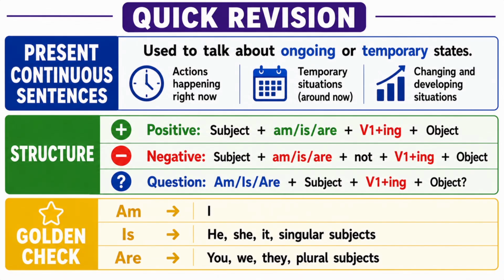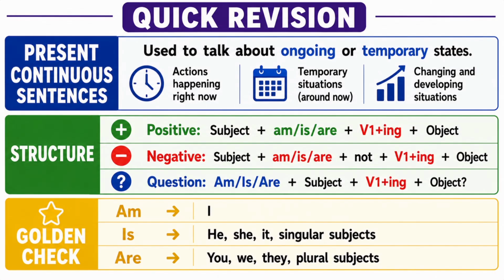Now let's do a quick revision. The present continuous tense is used to talk about ongoing or temporary actions and situations. We use it for actions happening right now, temporary situations around now, and changing and developing situations. The structure is positive, subject plus am, is, or are plus verb 1 plus ing plus object.